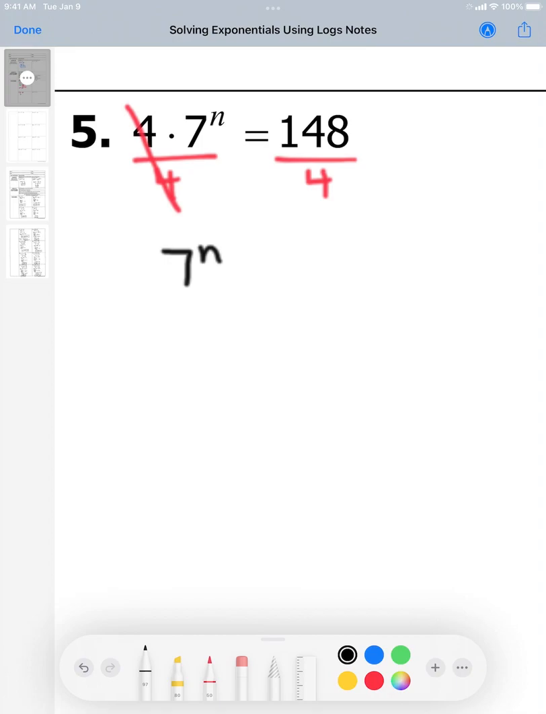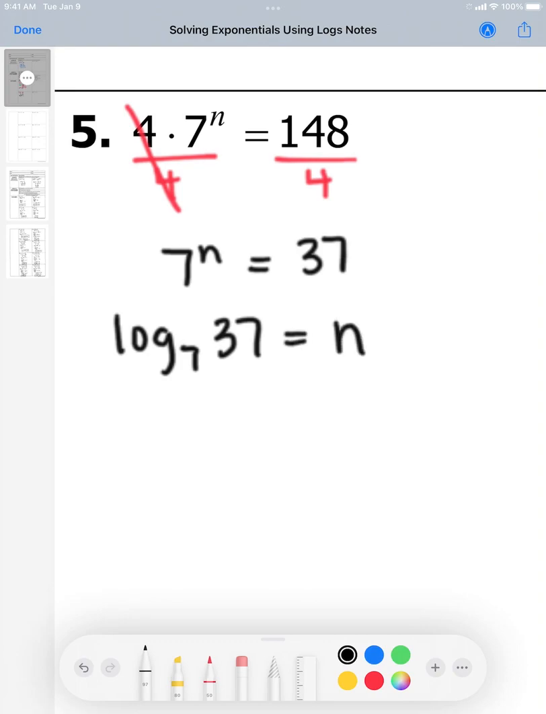Now I have 7 to the n power is equal to 148 divided by 4, which gives me 37. Okay, now this is in its simplest form. Now I could change it to a log. To change to a log, you just take log of the base, in this case it's the 7, of the number 37 right there on the right side, is equal to the exponent n. And remember, you cannot put this in the calculator until you do the change of base formula. So it's easy to remember, this is how I say it: log of big number 37 over log of little number, the base 7.